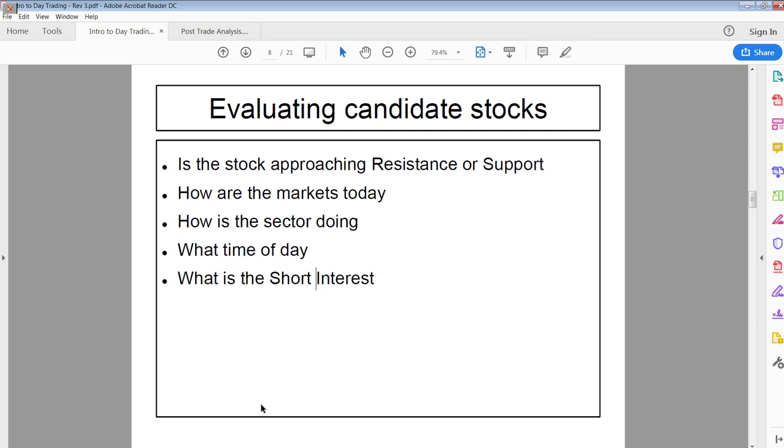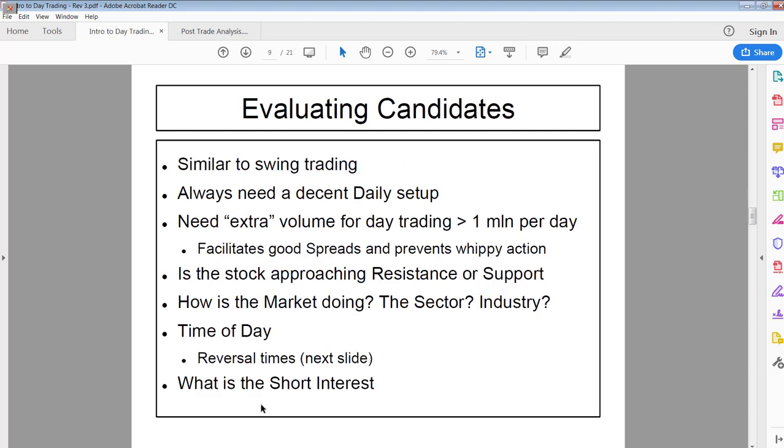I like to know whether we're approaching support and resistance. You've seen Stalker, and I mentioned that repeatedly today. We talk about what the markets are doing, your sector, what time of day is it? Do you want to be trading the first 5 minutes of the day? Probably not. Do you want to be trading at lunchtime where there's low volume and it can be manipulated? Probably not. What's the short interest? You need a daily setup that's decent. If I don't have a daily setup that's decent, I won't trade a stock.